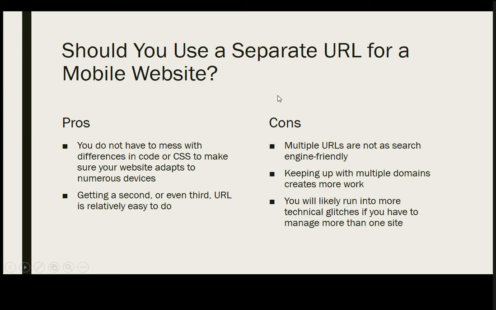But really, the cons outweigh the pros and benefits to getting a separate URL. For one, having more than one domain name for your website is not very search engine friendly. And keeping up with the multiple domains creates more work than you're probably going to want to do, and then you might find there's technical glitches on one over another, and it just creates more work for yourself. So bottom line, it's really more to your benefit to make sure your initial website is friendly for multiple mobile devices rather than just creating a bunch of different websites.